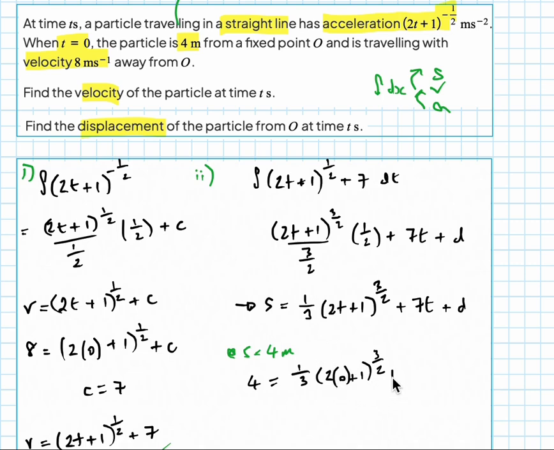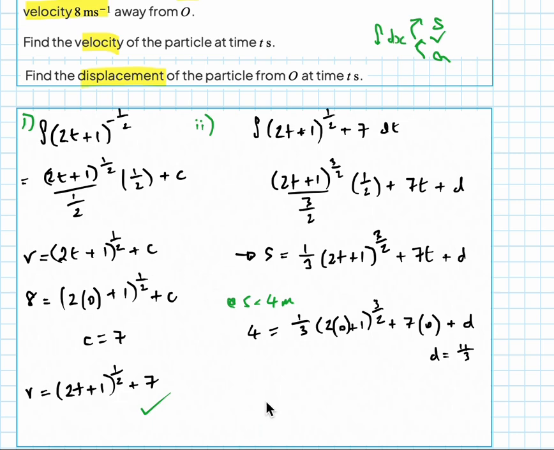So we had that particle, it was 4 meters away from the fixed point. So you plug that in, t is equal to 0, so it should be straightforward. 4 minus a third is 11 over 3. S is equal to, rewriting this all out, 1/3 bracket 2t plus 1 close bracket to the power of 3 over 2 as an exponent, plus 7t plus 11 over 3. So that was our displacement of the particle.